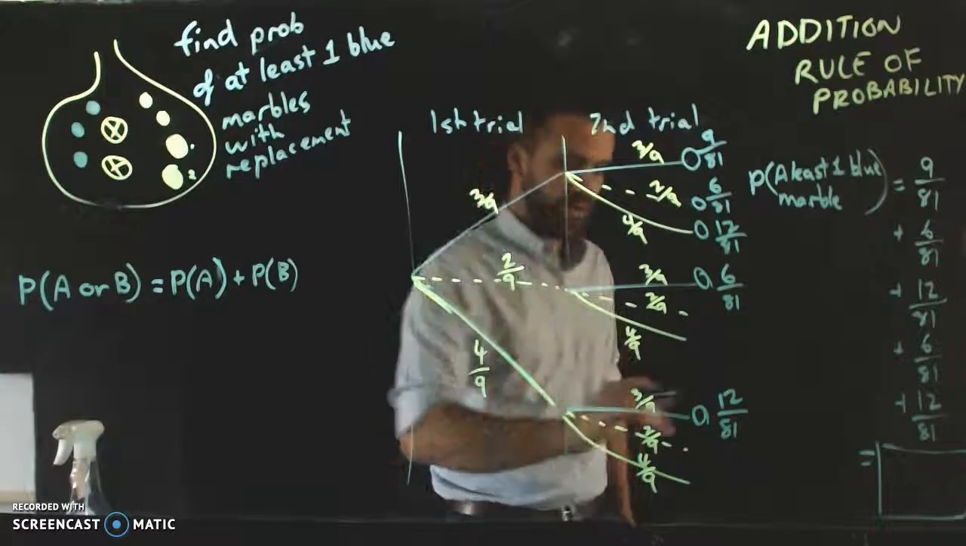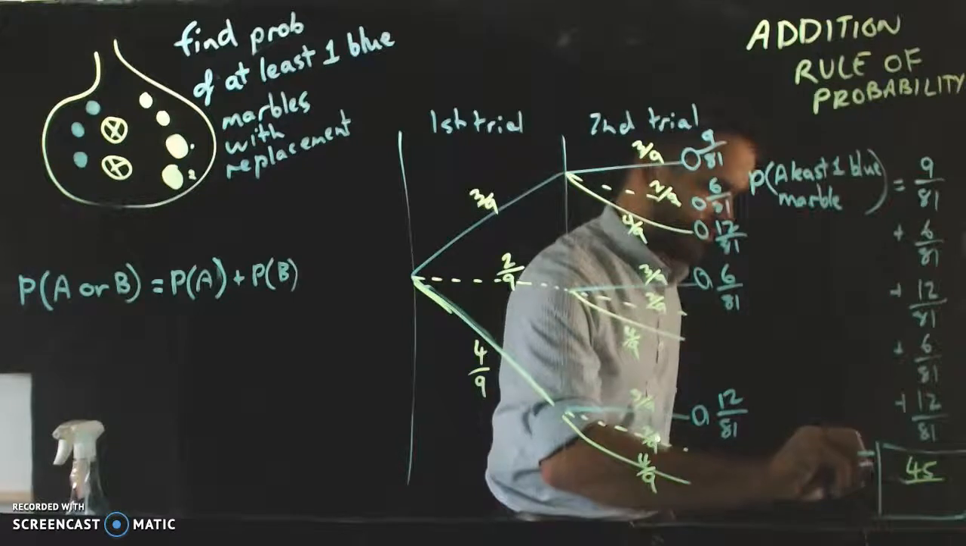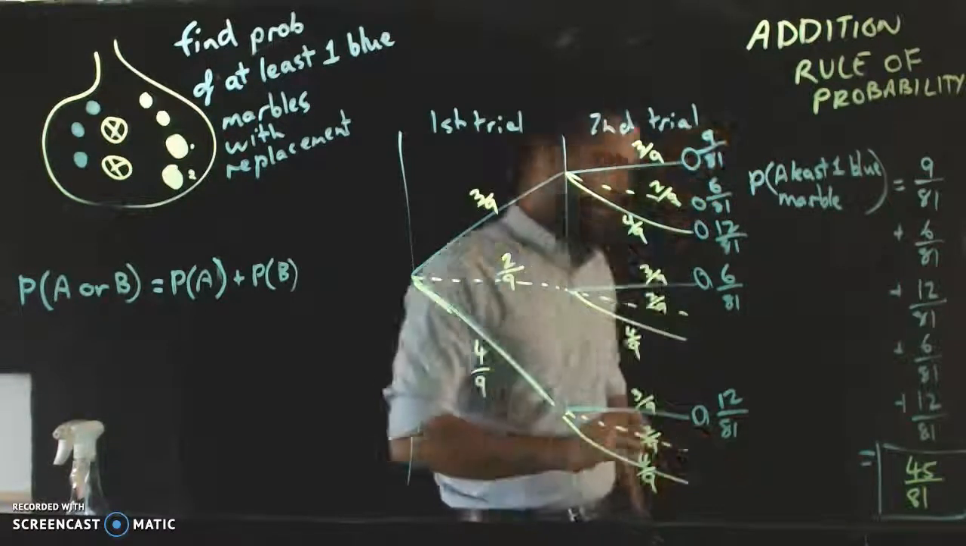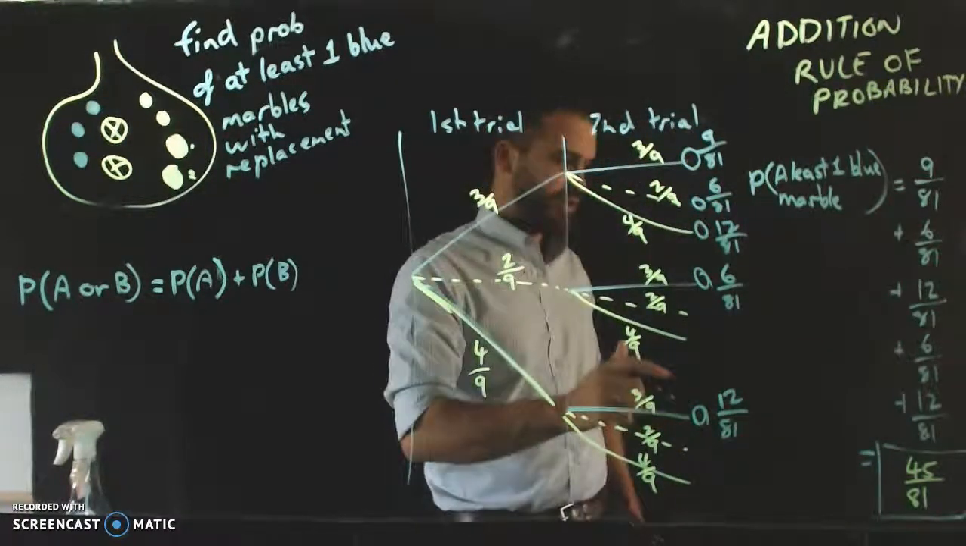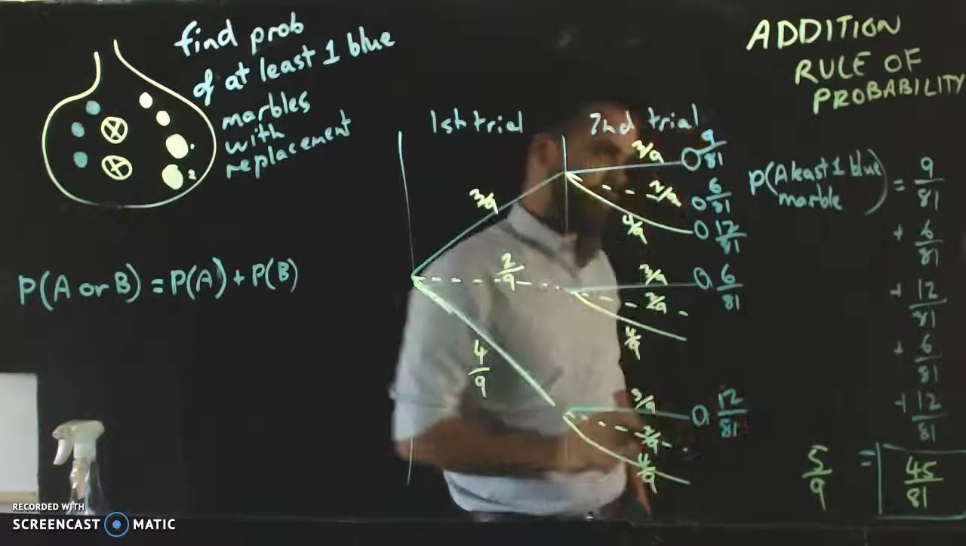Okay, so that gives me a final answer of 45 over 81. Now obviously that can be simplified. You can simplify that to 5 over 9.